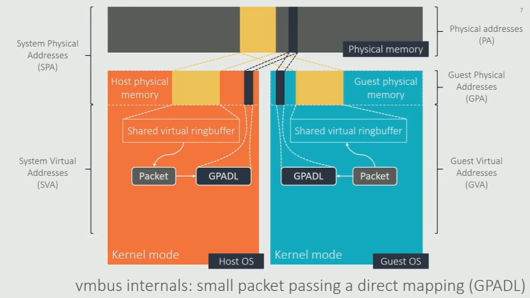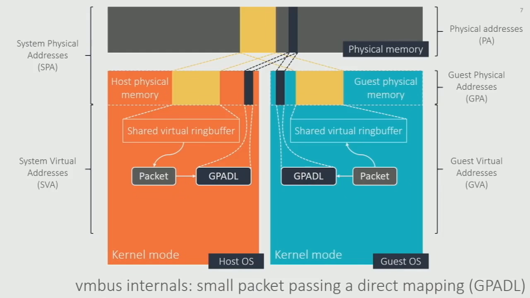So the idea is that the guest is going to allocate this piece of memory, and say, okay, I want to send that piece of memory over to the host. Instead of copying that memory in and out of the ring buffer, it's basically going to give a reference to that piece of memory. And then that piece of memory is going to be mapped into the host OS, and the host OS at that point can do whatever it wants with it.